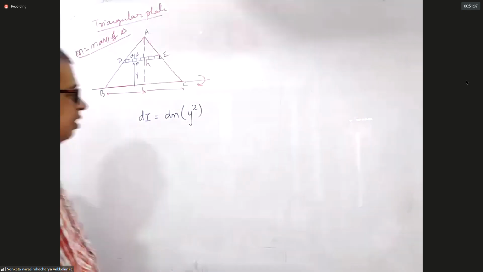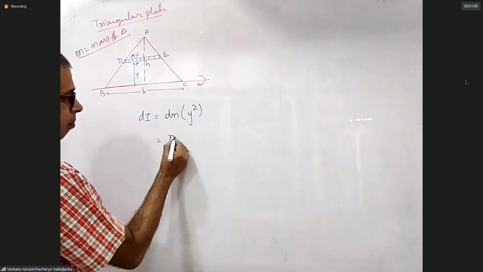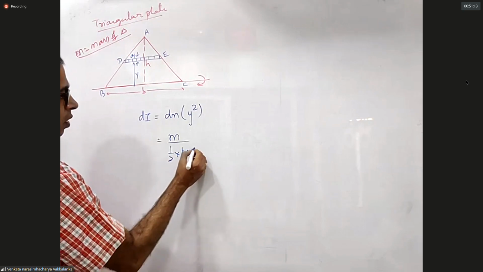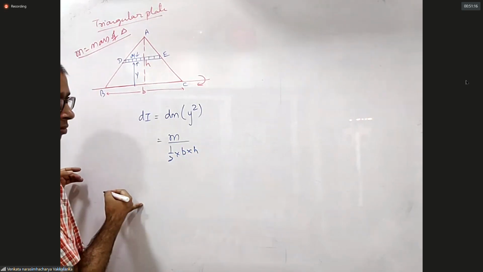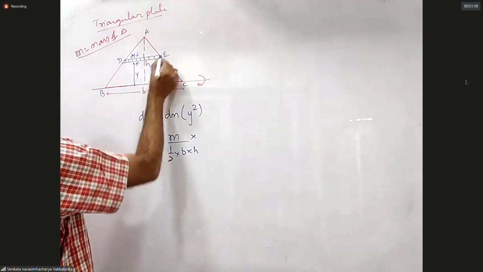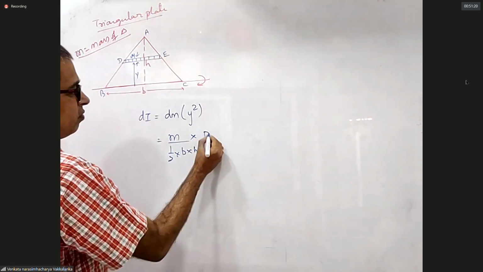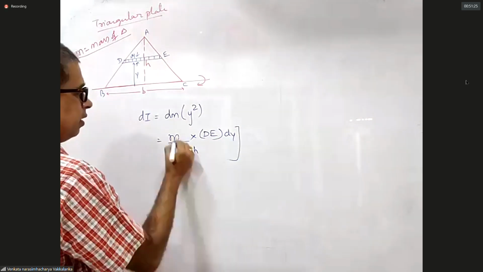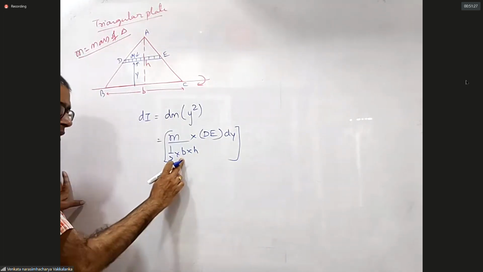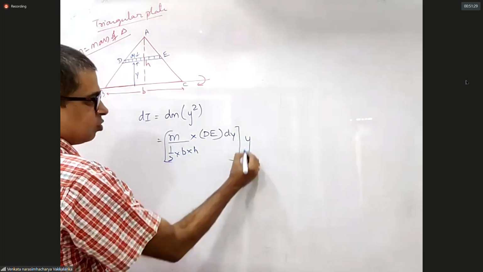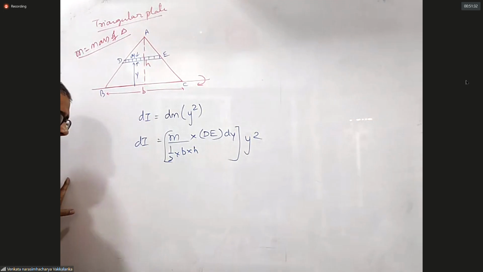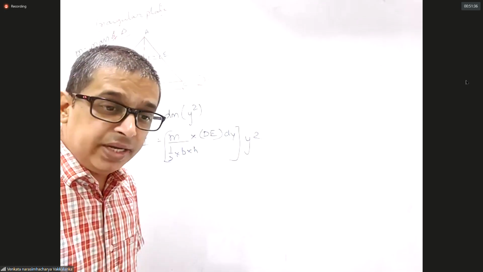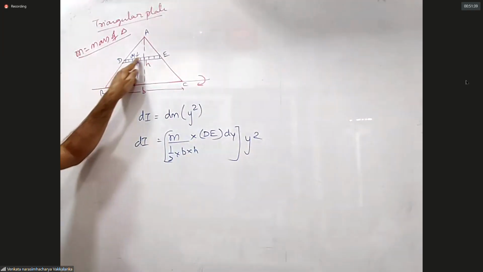Now how do you substitute dm? Mass per unit area, 2m by base into height, into area of the strip. Area of the strip is dE length into dy. This is mass per unit area into area of the strip into y square. I get the moment of inertia of this particular element, which I will have to integrate, provided I know the value of the length dE.